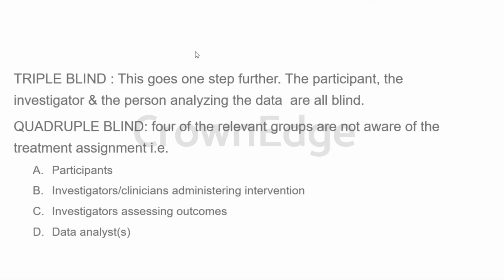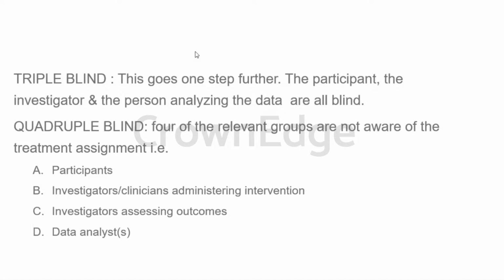Then there is triple blind, which is one step further. The participant, investigator, and the person analyzing the data are all blind, which means they do not know the details of the study. Apart from the participant and the investigator, now you don't tell your statistician who belongs to which group. That is, you remove the names of the people from the data sheet. You just give age and whatever data you have collected. Then the person analyzing the data, the statistician, will not know.